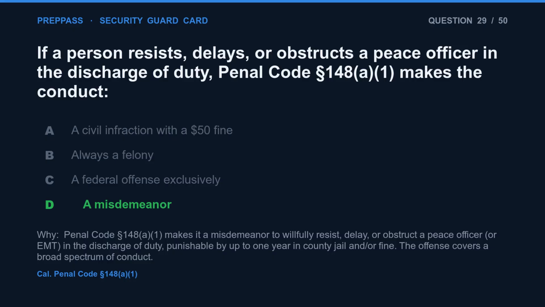The correct answer is D. Penal Code Section 148A(1) makes it a misdemeanor to willfully resist, delay, or obstruct a peace officer, or EMT, in the discharge of duty, punishable by up to 1 year in county jail and/or fine. The offense covers a broad spectrum of conduct.